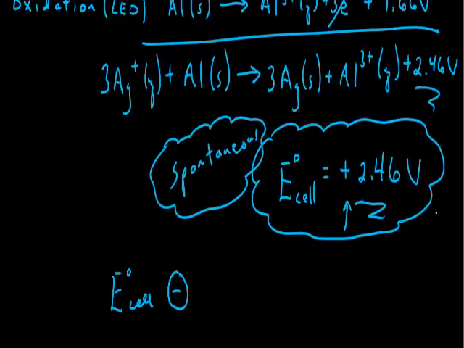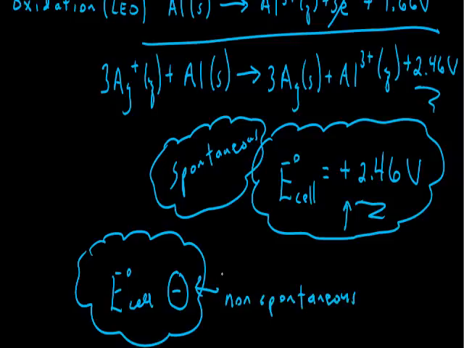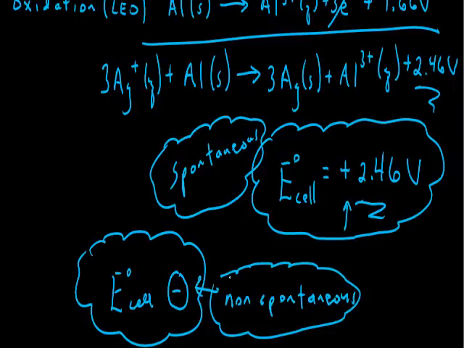If, on the other hand, when calculating our E cell value, we were to get a value that is negative, that would indicate that the reaction, as written, would be non-spontaneous. In fact, that would indicate that in order to make the reaction happen, we'd have to add the voltage to the reaction on the reactant side to push or force the reaction to occur.